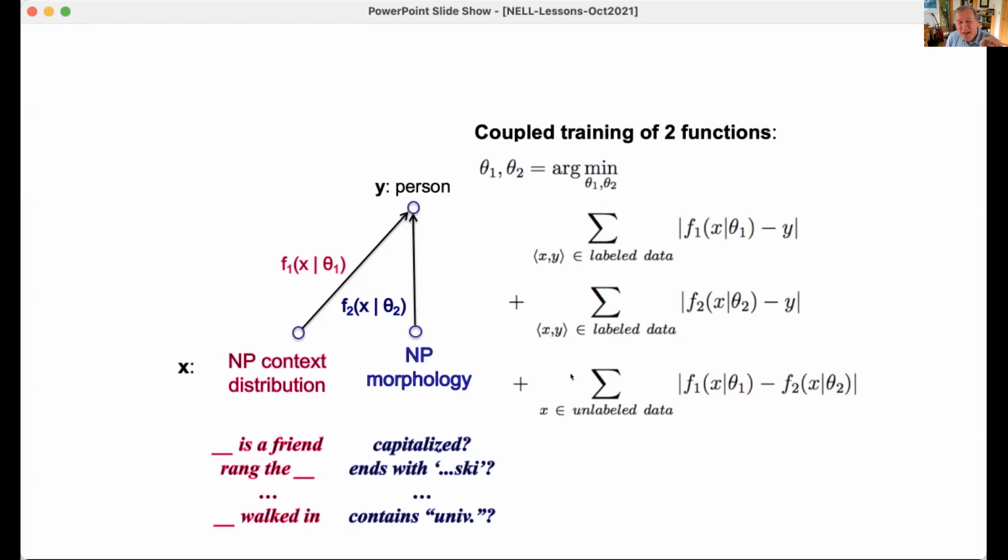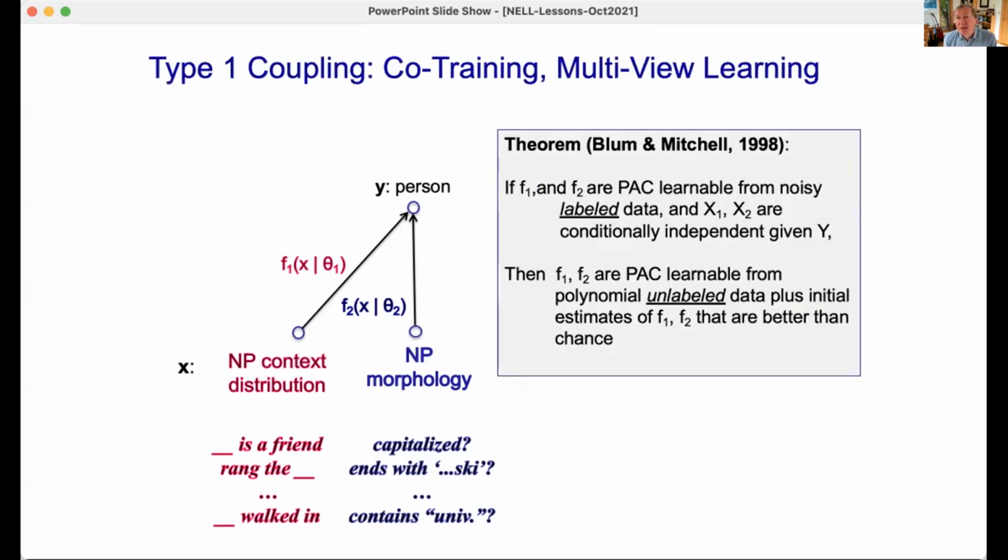And so we can add a new term to the objective that we're optimizing that allows us to jointly choose the parameters theta 1 and theta 2 to minimize disagreement, to maximize the consistency of the predictions that these functions make on the unlabeled data. And that's the key idea, because if we couple the training of multiple functions, then we can provably, it turns out, use unlabeled data to improve the accuracy of the trained functions.